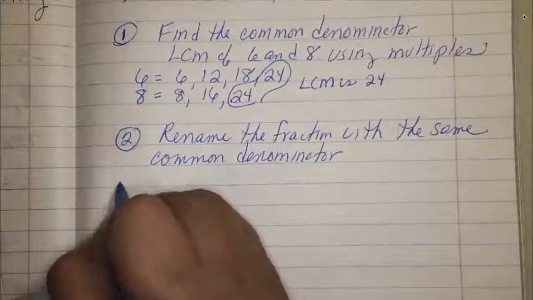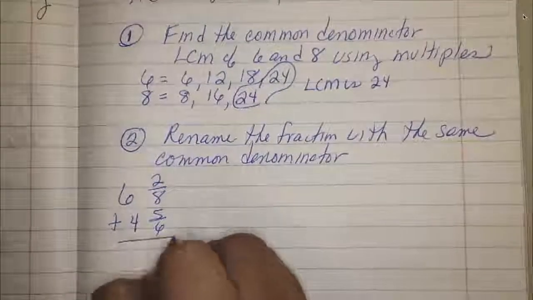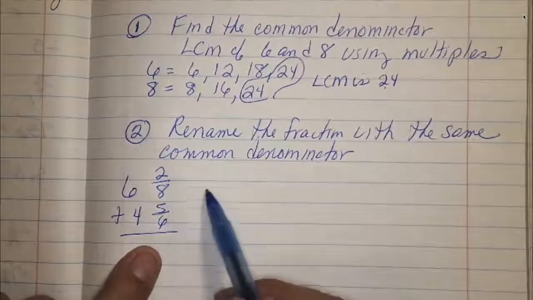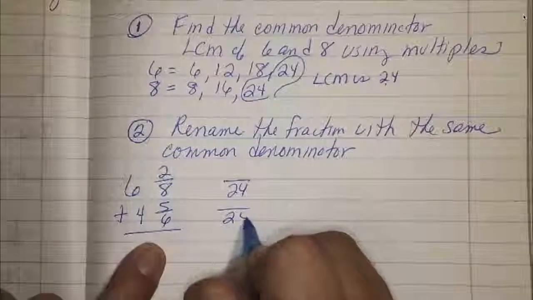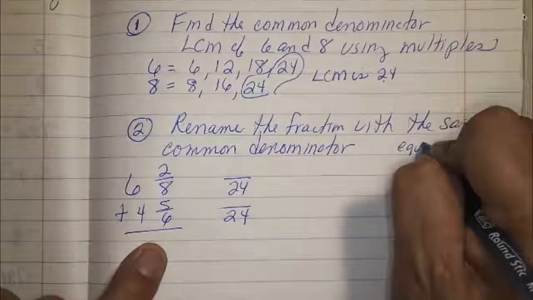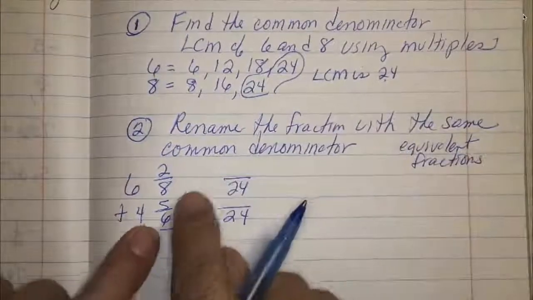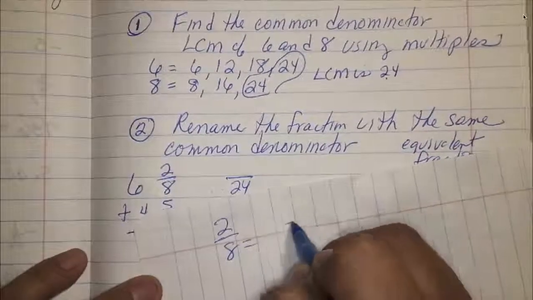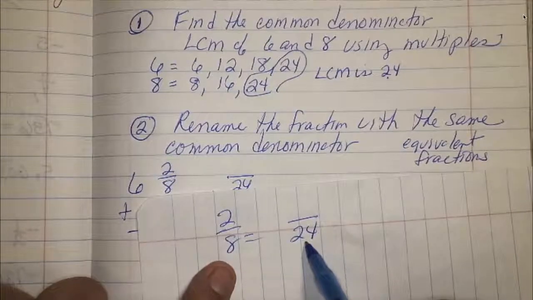So we are going to rename the fractions with the same common denominator. So we are adding 6 and 2/8 plus 4 and 5/6. Now my common denominator is 24. Go ahead and leave a space because we're going to need something here. So leave a space and put your 24. Now we're looking for equivalent fractions. 2/8 is going to be equivalent to a fraction that has a denominator of 24.